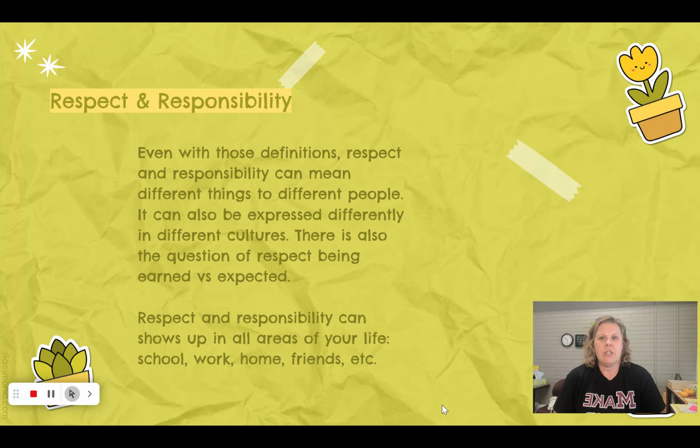So even with those definitions, respect and responsibility can mean different things to different people. It can also be expressed differently in different cultures. There is also the question of respect being earned versus expected. And again, that can vary a lot in cultures and in different home environments and just the people that you're around. Respect and responsibility can also show up in all areas of your life. It can show up at school, work, home, friends, pretty much anywhere, and it can look different in all the different environments.